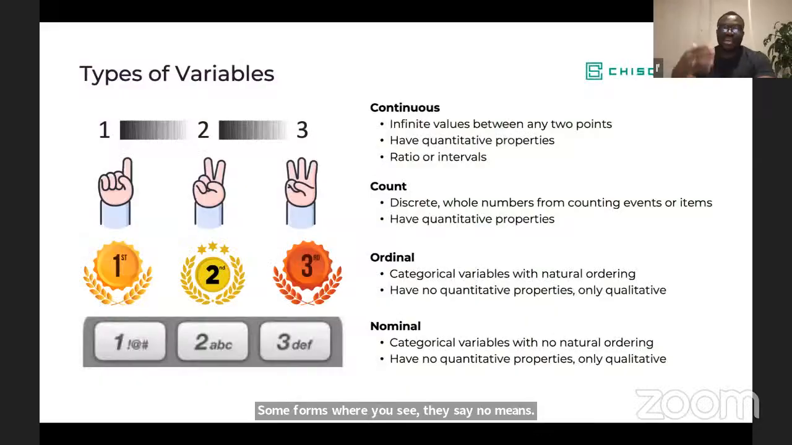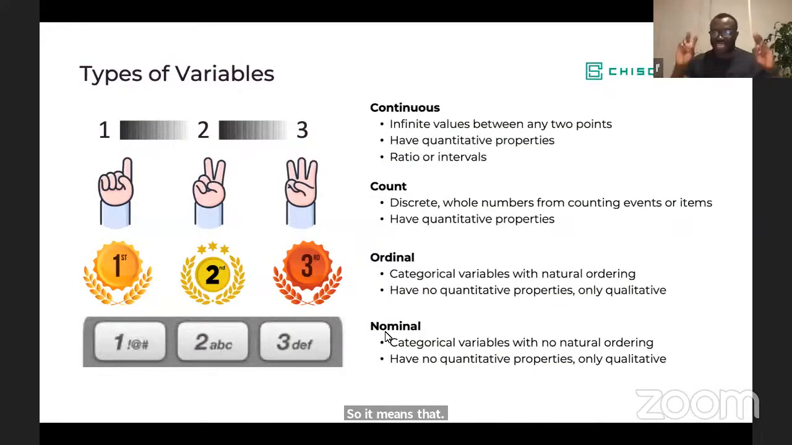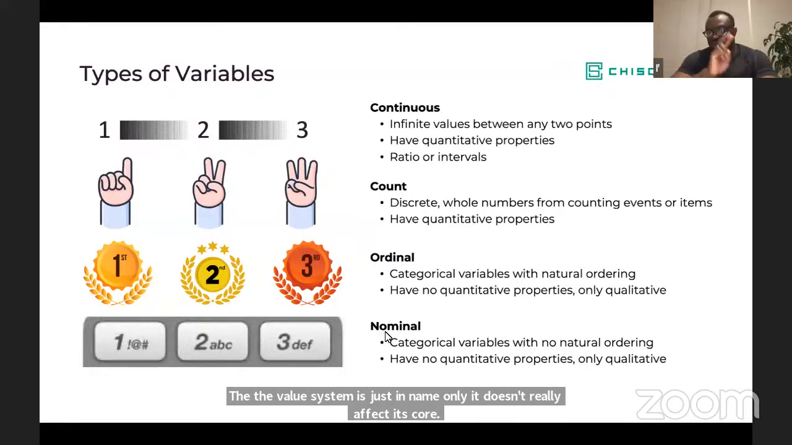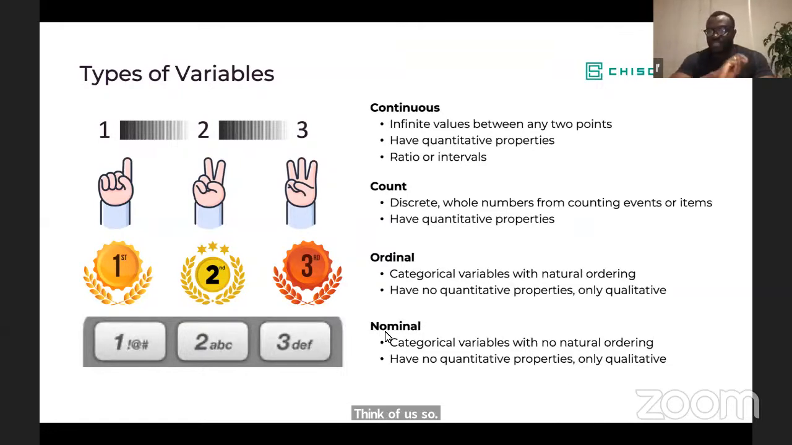Nominal means that the value system is just in name only. It doesn't really affect its core. Think of other use cases of the word nominal. People will say, oh, that person is a nominal Christian or a nominal Muslim. It means that they are a Christian or a Muslim in name only. It doesn't really affect their core behavior.